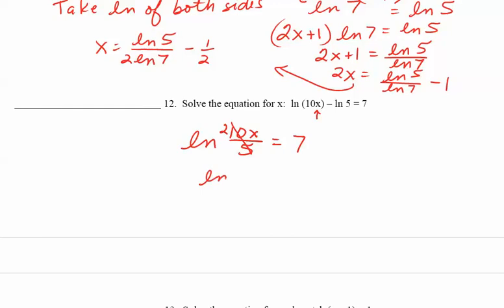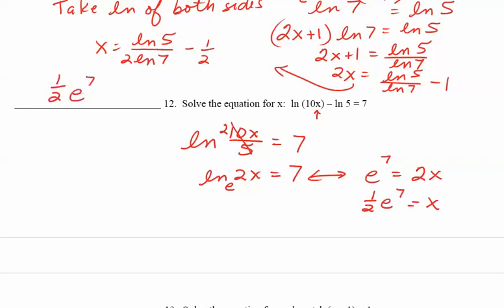So now we have the natural log of 2x is equal to 7. And now we know that the base here is e, so we can use our definition of a logarithm. This is equivalent to saying e to the 7th power is equal to 2 times x. So x would be 1/2 of e to the 7th. And 1/2 of e to the 7th is a constant. And that is actually easier for us to write than rounding it off to decimal form.